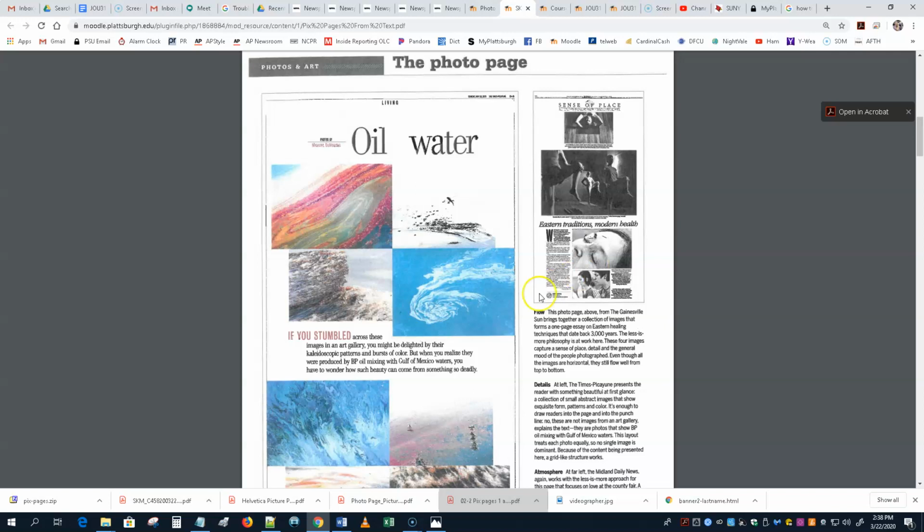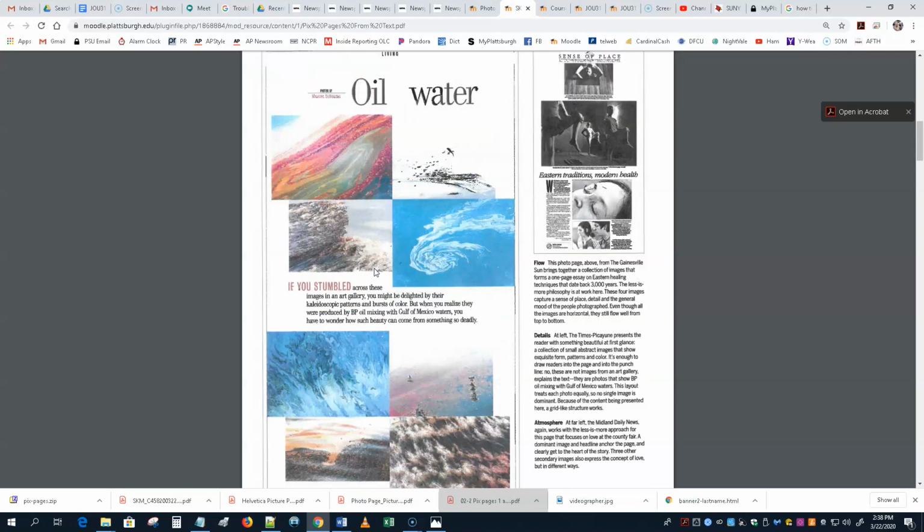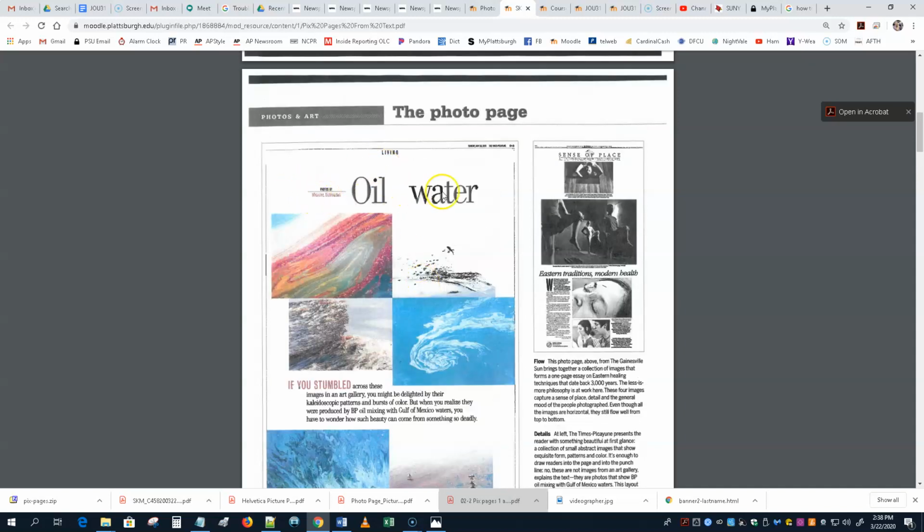Now, there are exceptions. This photo page in the textbook shows actually a dominant art was not chosen. These are really fascinating images of oil and water. They look like they're some kind of abstract art or something, but they're actually real natural images. And there's a little bit of text here presented in such an interesting way. And it's called Oil and Water. There usually is a big headline. The photo credit is done in a different way.